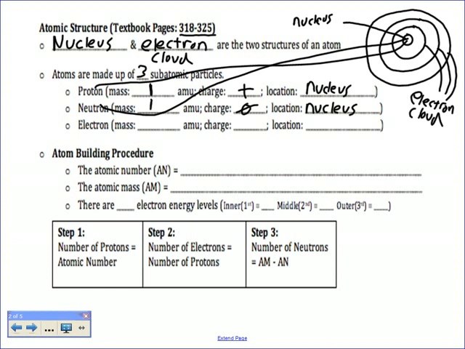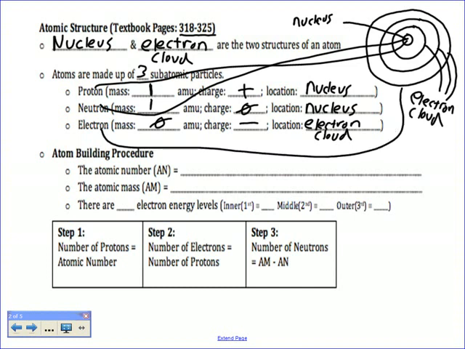And then the electron, it's significantly smaller than the proton and neutron, so we say that it doesn't really have a mass, and its charge is negative. And the location of it is in the electron cloud. So there could be multiple electrons up in the electron cloud in those three layers. And there's a specific way that we draw those electrons in. Okay? And that's why we go into the atom building procedure. All right? The atom building procedure is really cool.